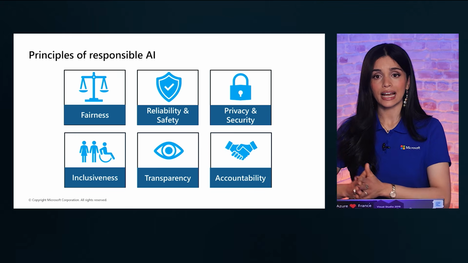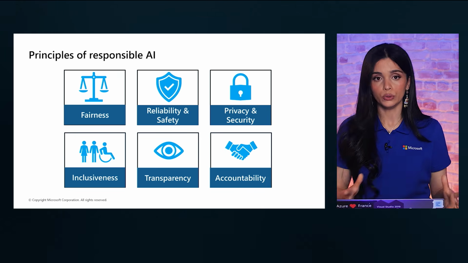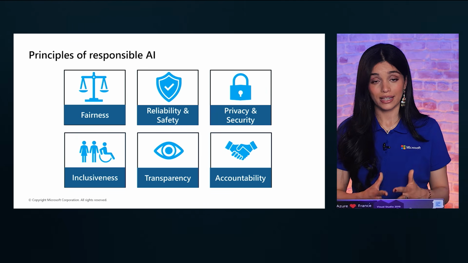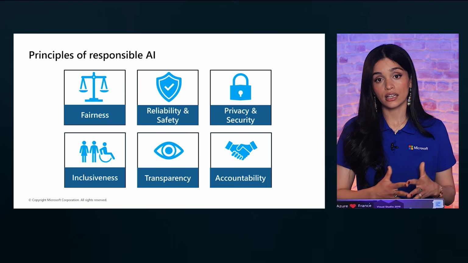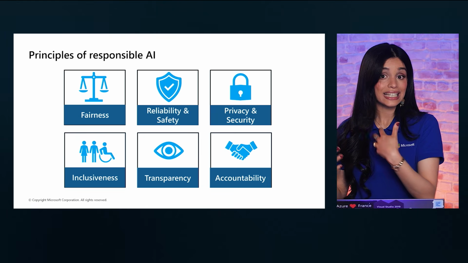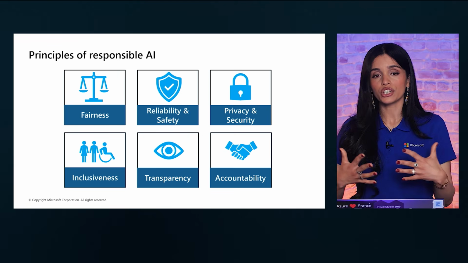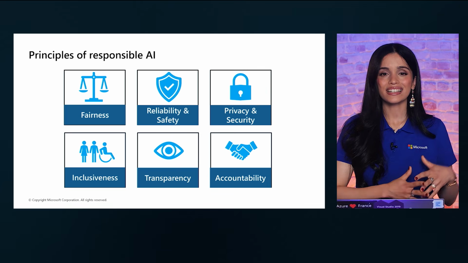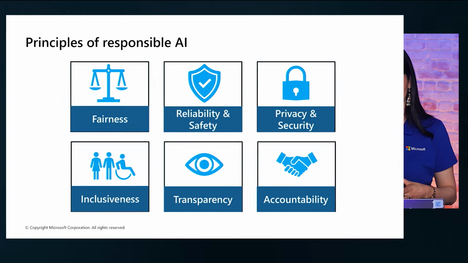Inclusiveness means designing AI for everyone. AI should work for all users across abilities, languages, cultures, and backgrounds. A simple example: an AI assistant that supports voice input, text input, screen readers, or multiple languages. This makes technology accessible to more people. Inclusive AI doesn't exclude, it actually empowers.